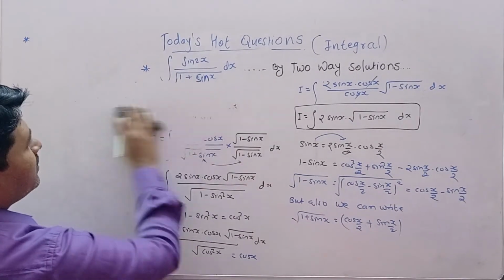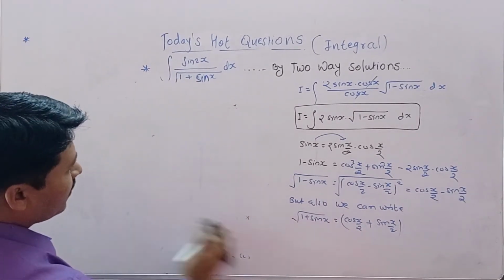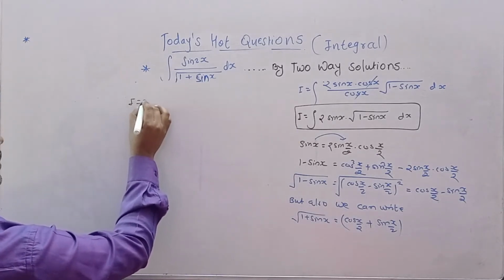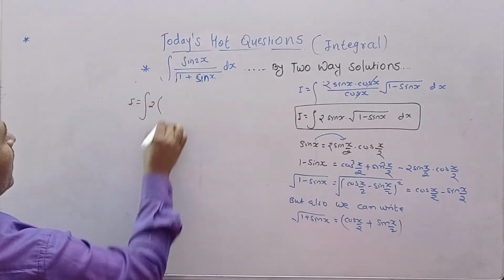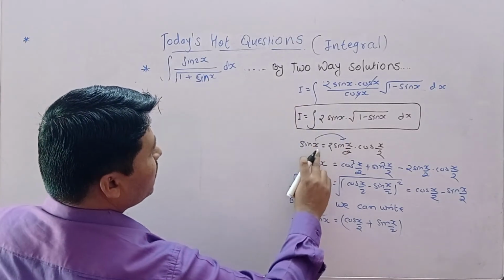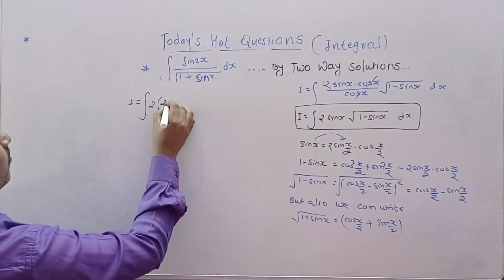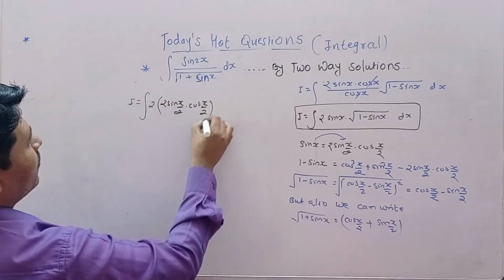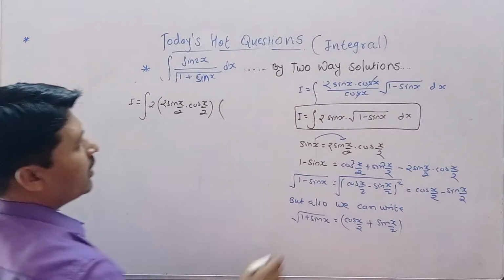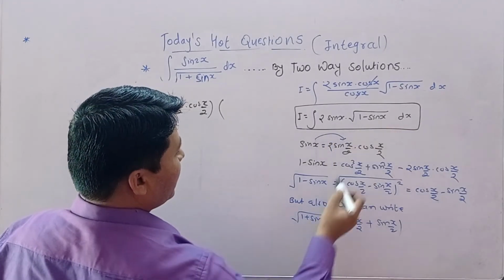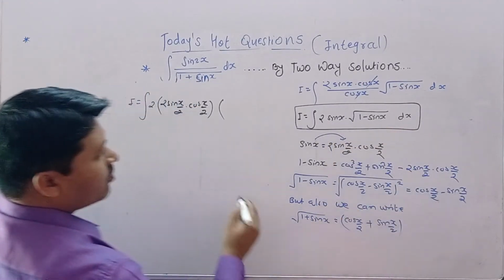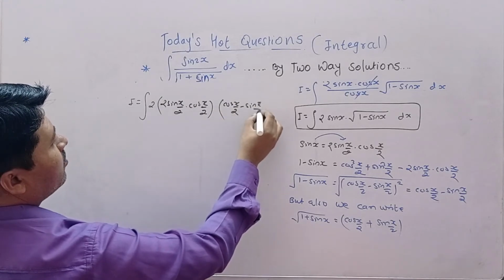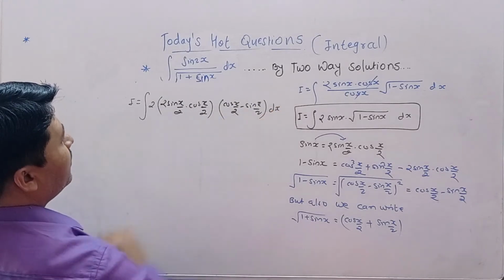Okay, let's start. Now this integration we can write as the integral of 2 and sin x, which we know is 2 sin x by 2 into cos x by 2, then in bracket under root 1 minus sin x, which we can write as the term cos x by 2 minus sin x by 2, bracket complete, dx.